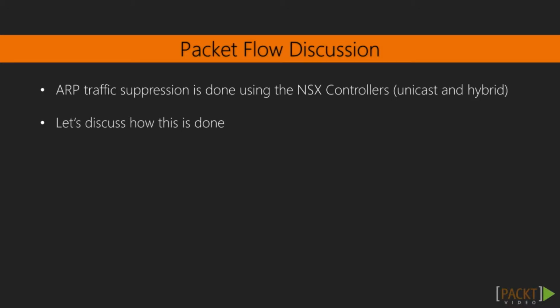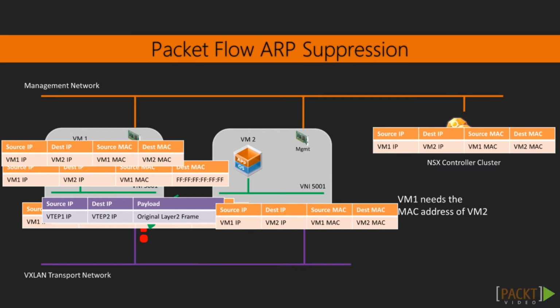Now that we have deployed all the necessary bits and pieces for our NSX VXLAN environment, we want to take a few more minutes to discuss the packet flow of a simple VM to VM communication, starting with an ARP request and how a feature called ARP traffic suppression is going to be used in NSX environments running in unicast or hybrid replication mode. Let's first set the scene for this.